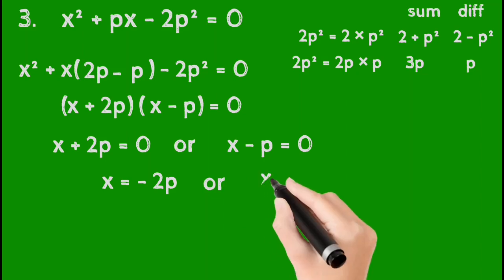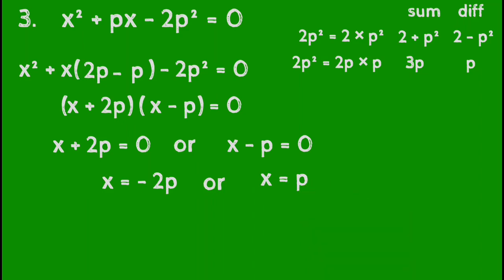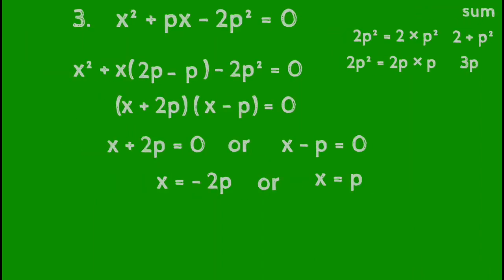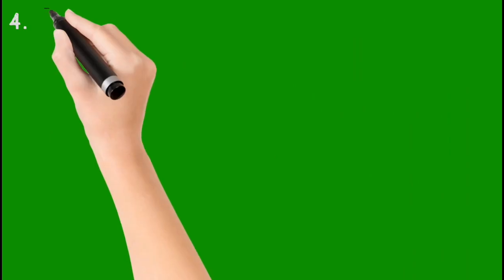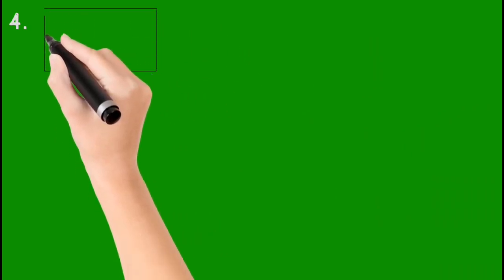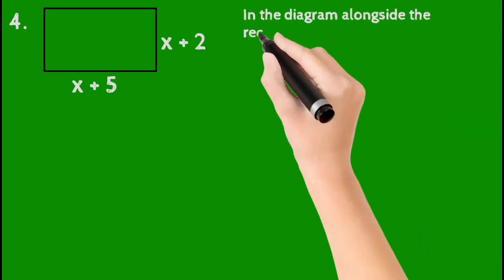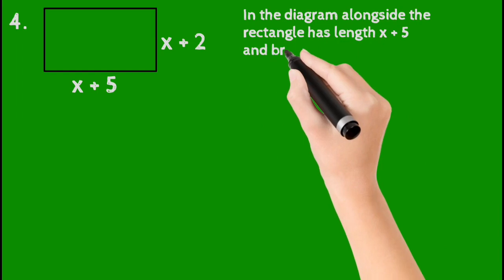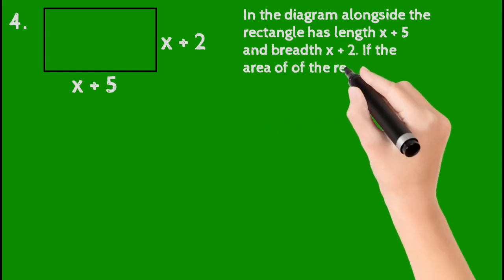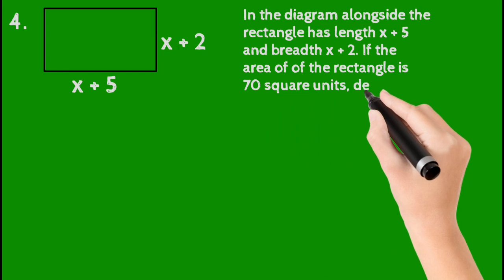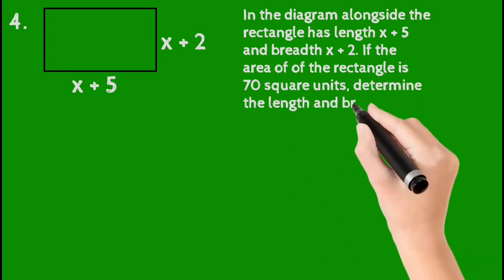Okay, so initially it didn't look like a quadratic equation, but it is a quadratic equation, and we actually managed to factorize this. Question number 4. We're given a rectangle with length x plus 5 and breadth x plus 2. In the diagram alongside, the rectangle has length x plus 5 and breadth x plus 2. If the area of the rectangle is 70 square units, determine the length and breadth of the rectangle.